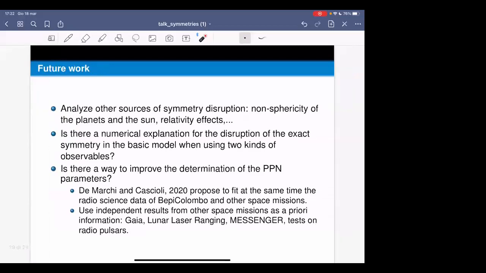What can we do in the future? Well, first of all, we should analyze other sources of symmetry disruption for completeness. For example, the non-sphericity of the planets and the sun, the relativistic effects, and so on.